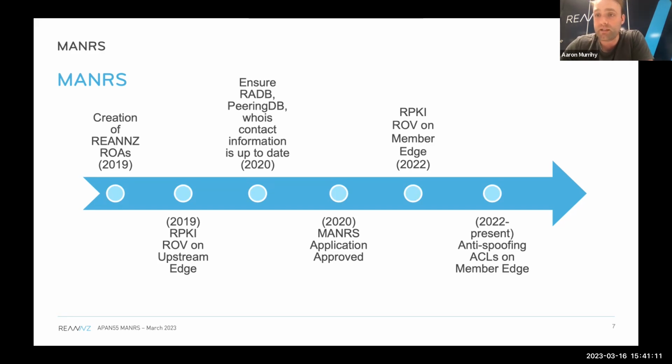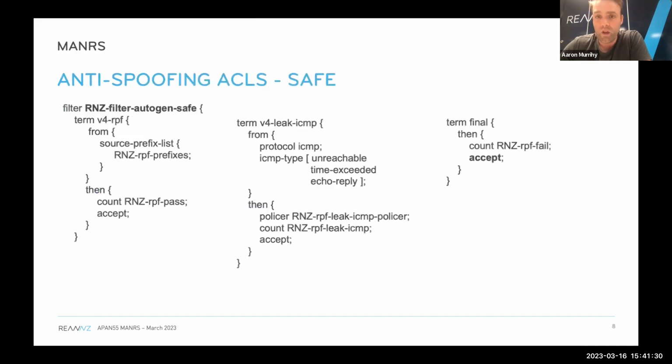So we turned that on. That was relatively easy. And then we moved on to working through enabling anti-spoofing ACLs on all of our member edge handovers, which we're currently still working on. And we can't be more than a couple of weeks, maybe a month, depending on how much pushback and foot dragging we get from our members. As it's the process that we're working through at the moment, I wanted to talk a little bit about how we are going about enabling anti-spoofing ACLs on member handovers.